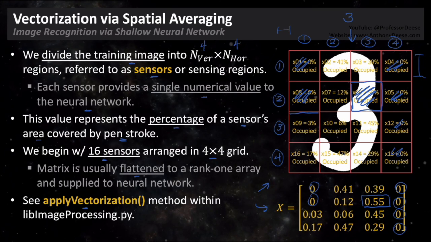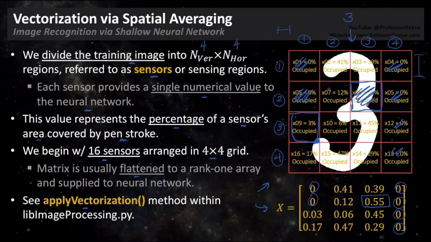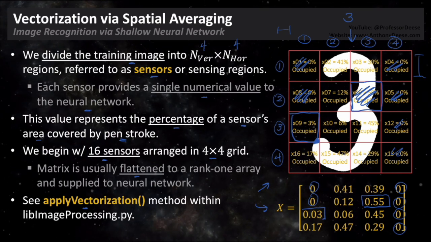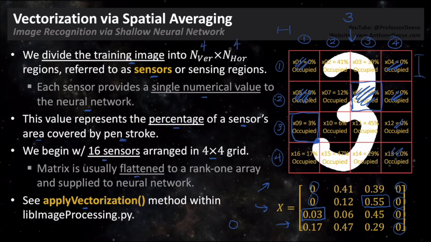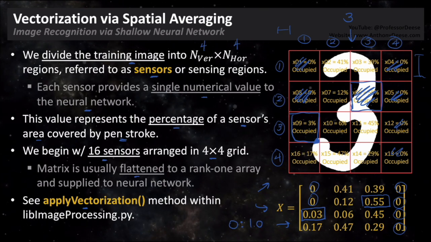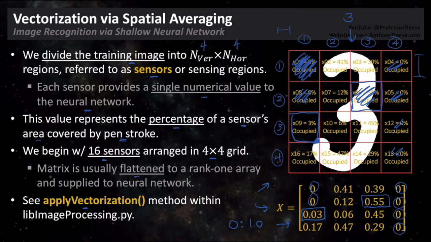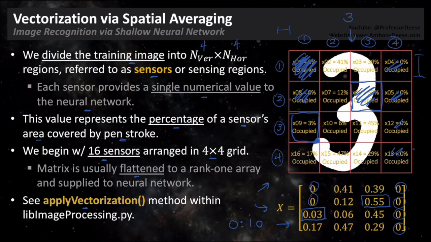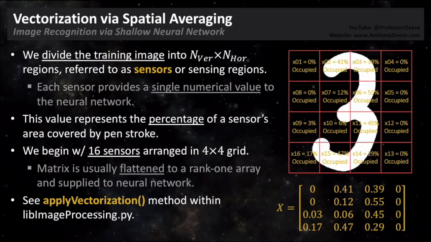Over here, right, we see that only a small sliver of the number 3 reaches into that box, and so we have a very small but non-zero value of 0.03. So these values are expected to vary between 0 and 1.0. 0 being the case where the number 3 or the pen stroke doesn't enter that region at all, and then 100% would be the case where the pen stroke completely covers the entire region.